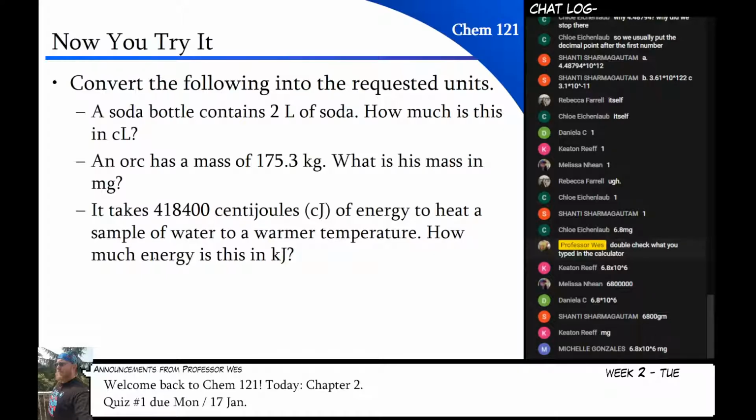Sorry, I like stepped on something and I'm like, what the heck did I step on? I think it's just my foot acting up.